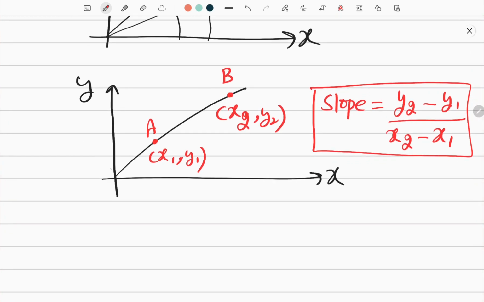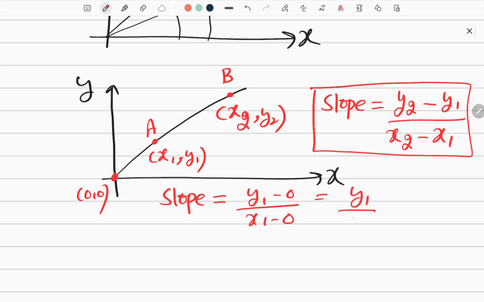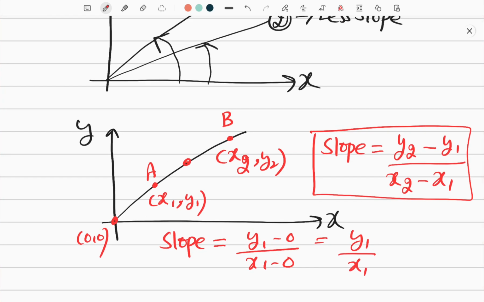This is how we are supposed to find out the slope. You can choose any points. You can choose this point also, which is 0 comma 0. Here also, if you want to find out the slope, it becomes y1 minus 0 divided by x1 minus 0, that is equal to y1 divided by x1. Any point you want to choose, you can choose here also. Slope is calculated between any 2 points. So that's how we are going to calculate the slope.